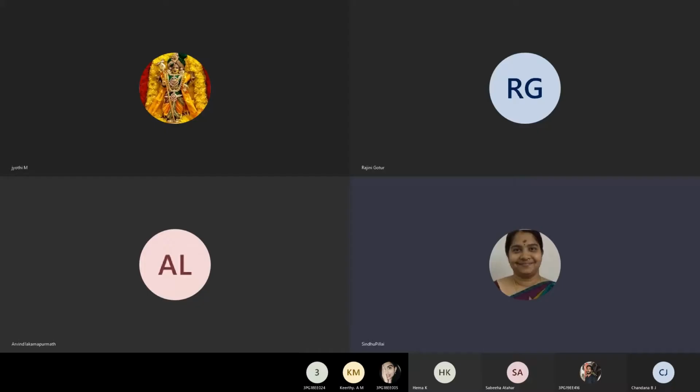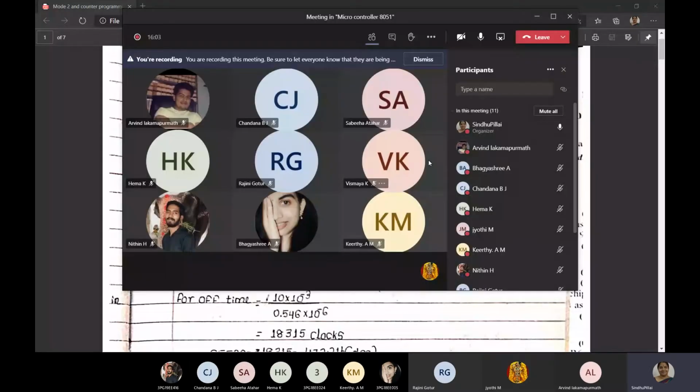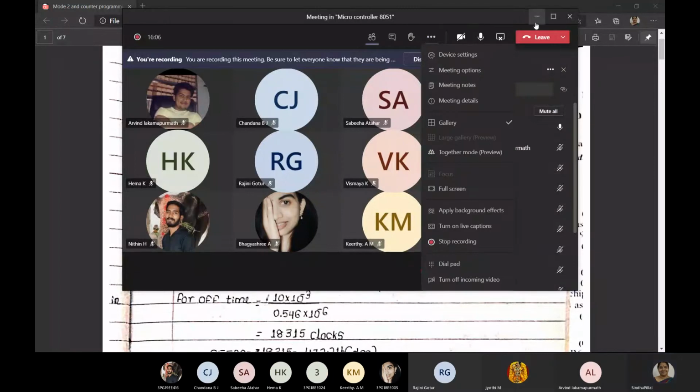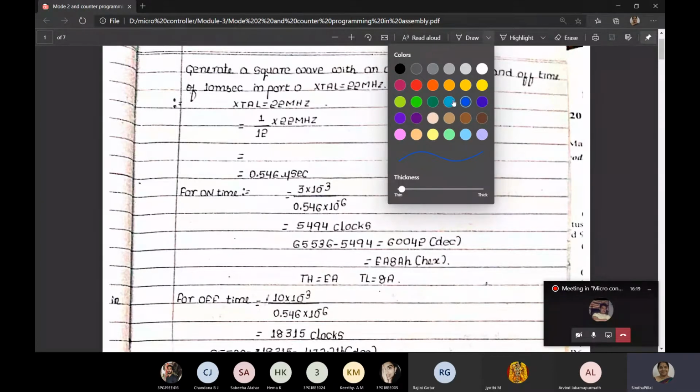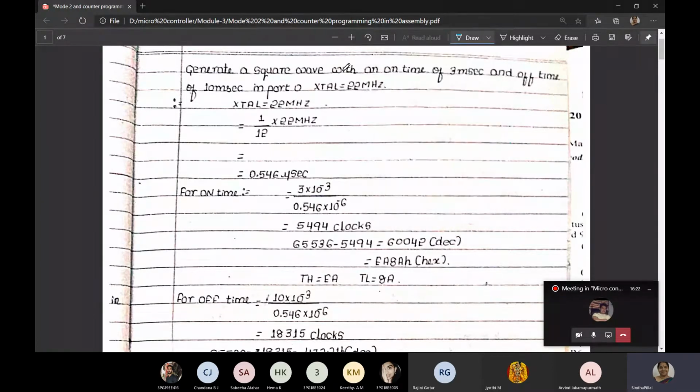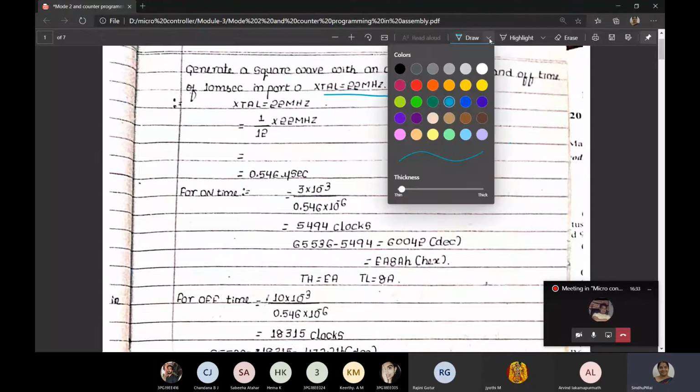Okay, how to generate a square wave? They have given some T on and T off. What should be the T on time and T off time, and how to generate it, and the extra they have given is 22 megahertz. So the question is: generate a square wave with an on time of 3 milliseconds and an off time of 10 milliseconds, and the external frequency is 22 megahertz.